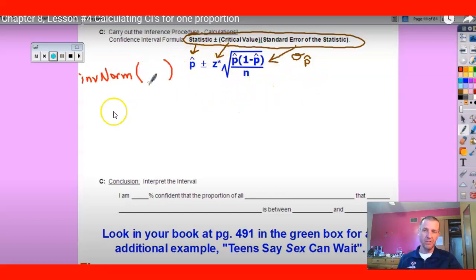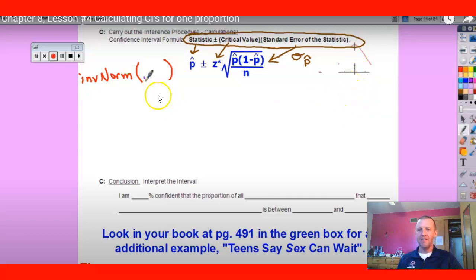Your calculator knows this formula. To figure out what Z star is, we've got to do an inverse norm. The original problem said we want 99% confidence, so we want to capture 99% of the values. That means a total of 1% is together in these two tails, which means this is half of 1%.